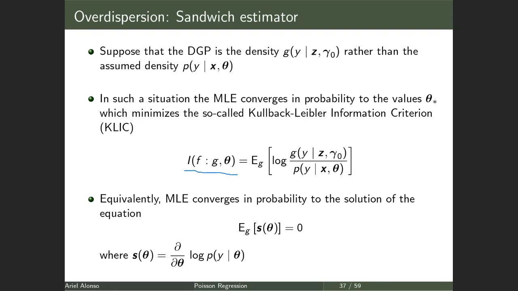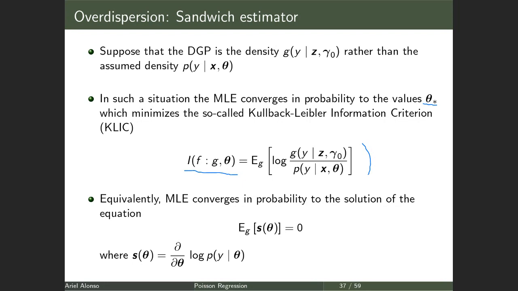Now, the maximum likelihood procedure converges to the value theta star that minimizes that distance. That's what maximum likelihood does, and is to a certain degree the best you can do. The best you can do is try to find the parameters that put you as close as you can to the true mechanism.